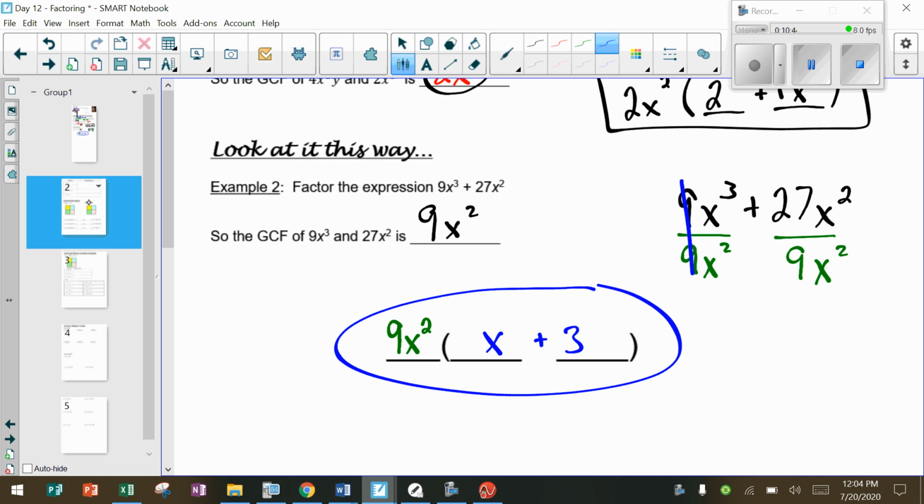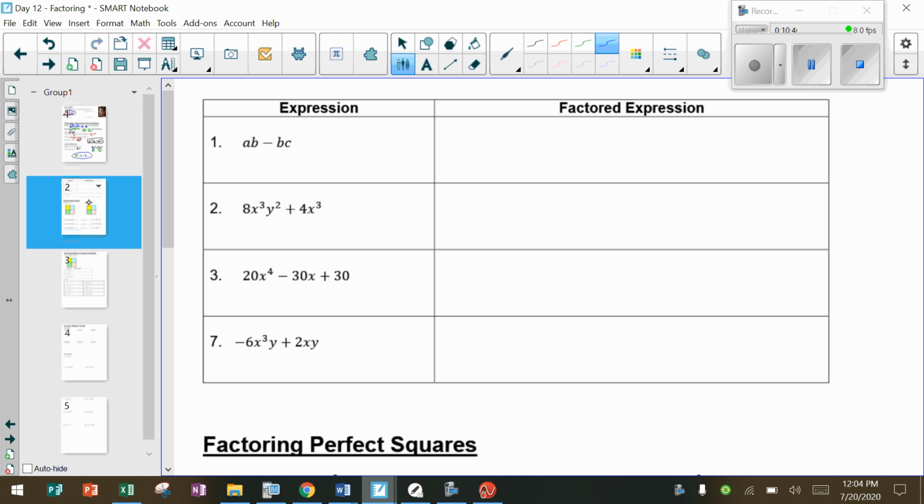So now let's do some practice with these. All right. We got AB minus BC. The GCF, greatest common factor, is whatever can be taken out of all terms. So they both have a B in common. So B is the GCF.